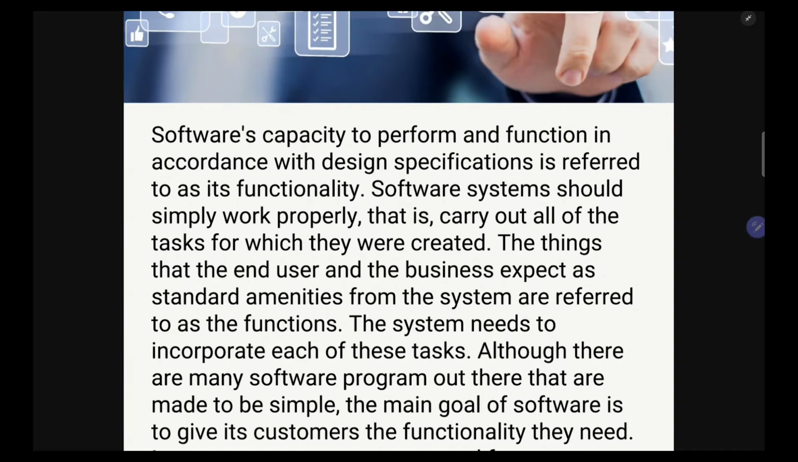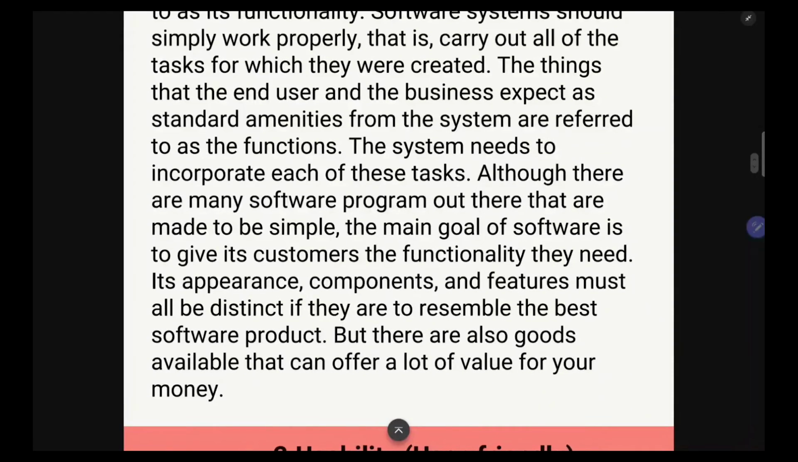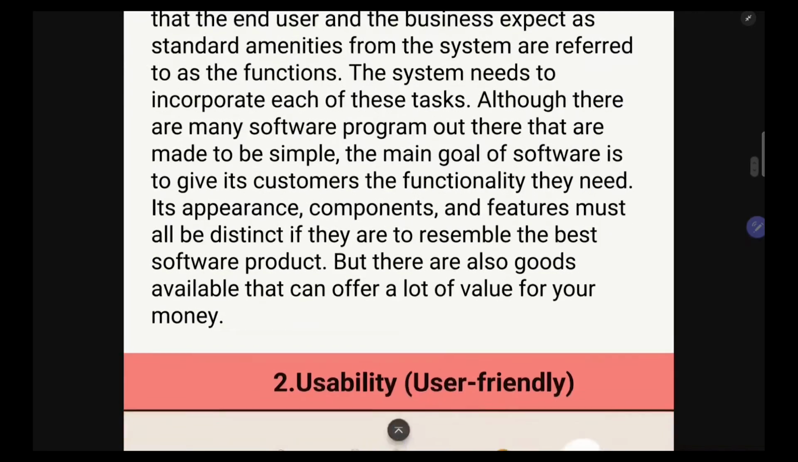Although there are many software programs out there that are made to be simple, the main goal of software is to give its customer the functionality they need. Its appearance, components, and features must all be distinct. If they are too expensive, they may not be the best software products, but there are also goods available that can offer a lot of value for your money.